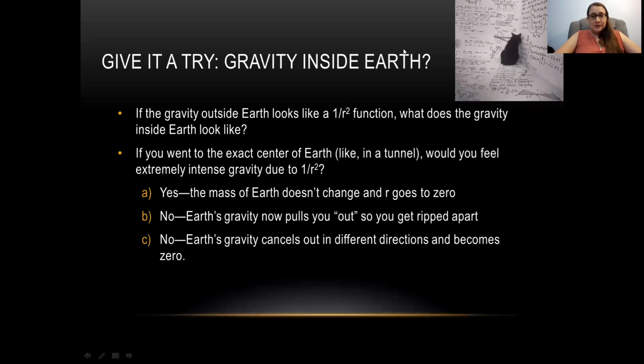So hopefully you have an answer in your head, or a potential answer, for this. Either you would feel extremely intense gravity, because the mass of the Earth is a constant and doesn't change, and your radius is going to 0. So now you have this infinitely large force of gravity. Or the Earth's gravity is now pulling you out instead of in, so you would get ripped apart. Or the Earth's gravity cancels out in different directions and becomes 0 at the center of the Earth.